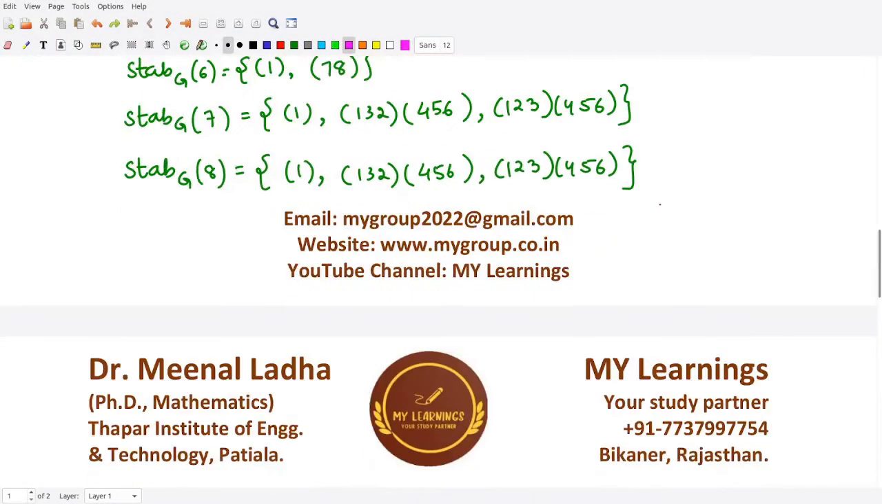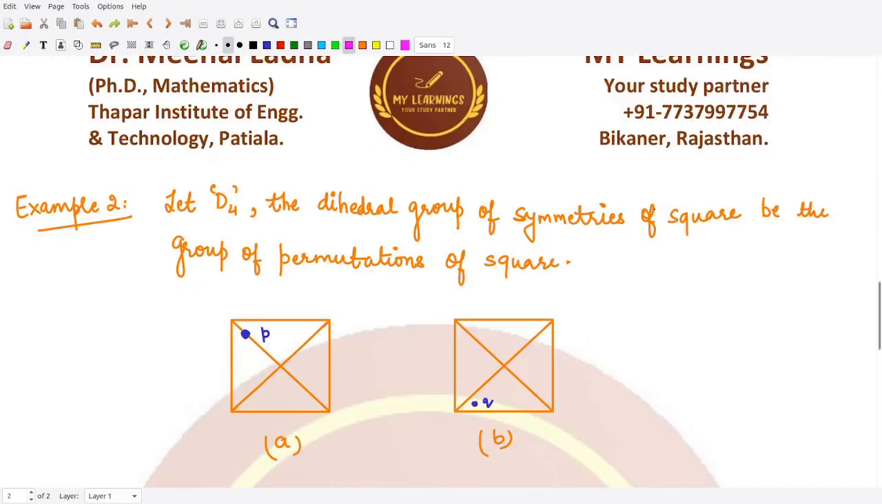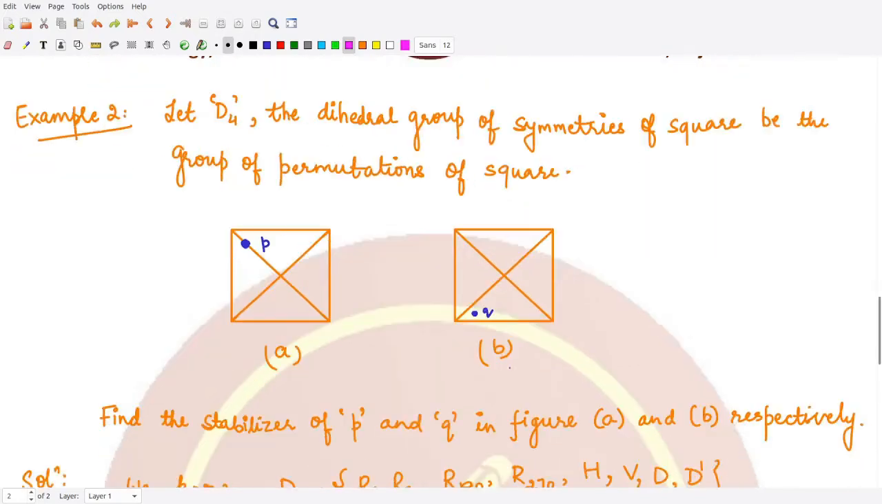For the second example, let's consider D4, the dihedral group of symmetries of a square, as the group of permutations of the square. We create a point P on the main diagonal and some point Q in between inside this square. For these two points, we need to calculate the stabilizer of the point P as well as the point Q in the given figure.